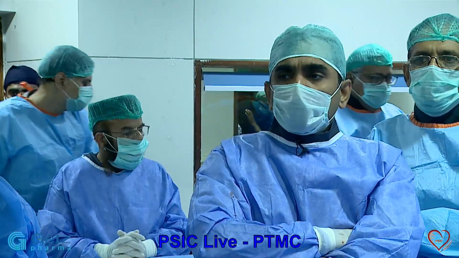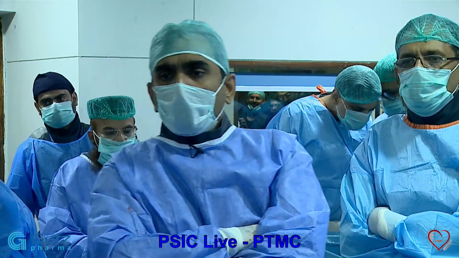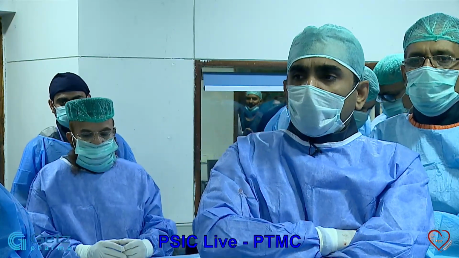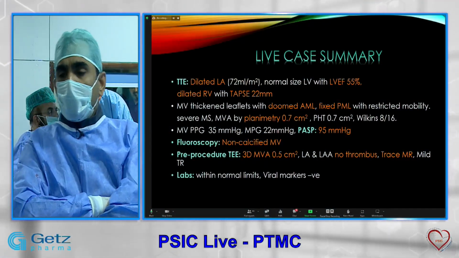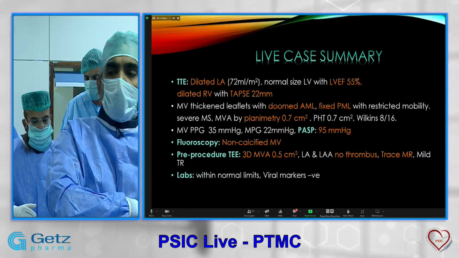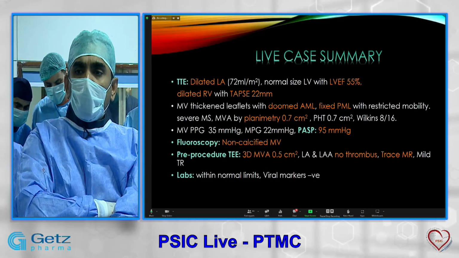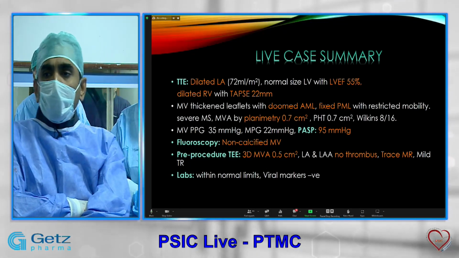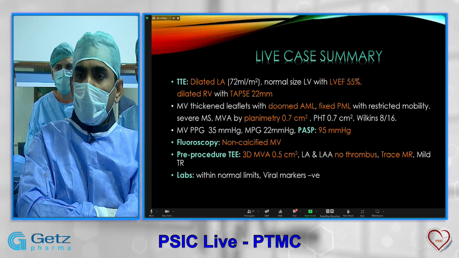We did the transthoracic echocardiogram that shows a dilated left atrium, preserved ejection fraction, and dilated RV with TAPSE of 22. The mitral valve has thickened leaflets, doming of the anterior mitral leaflet and a fixed PML, and the valve area is 0.7 centimeter on the transthoracic echo. His Wilkins score was calculated as 8. The peak gradient across the mitral valve was 35 and the mean gradient was 22, and the pulmonary artery systolic pressure was 95 millimeters Hg.